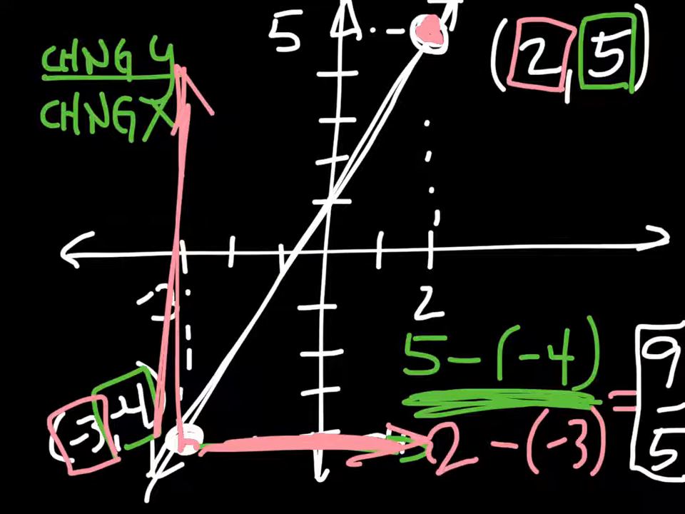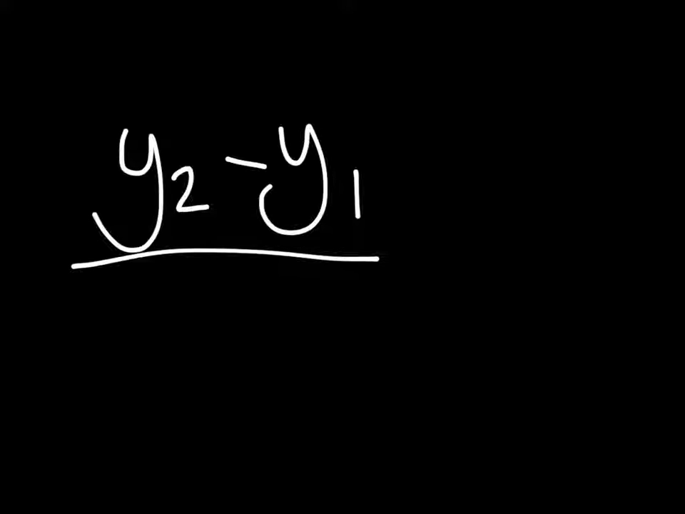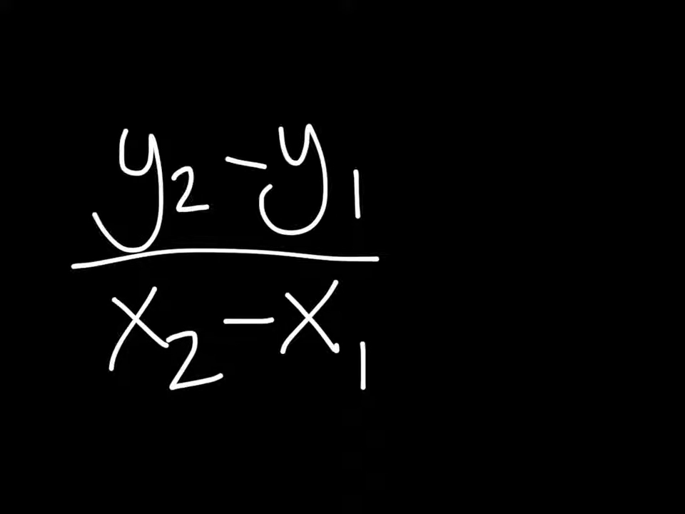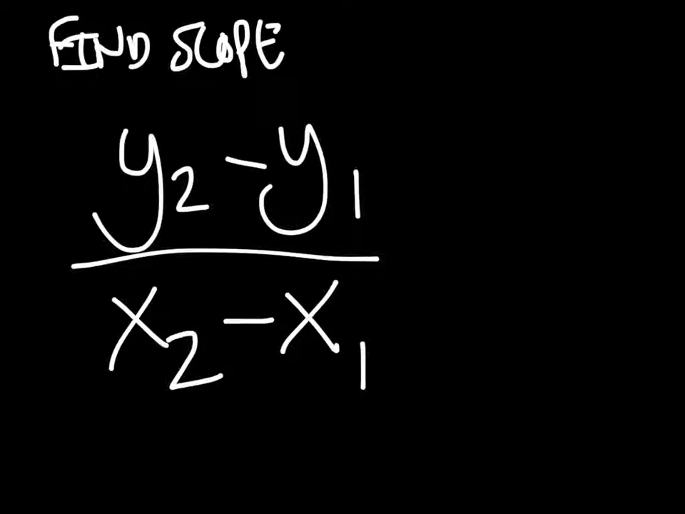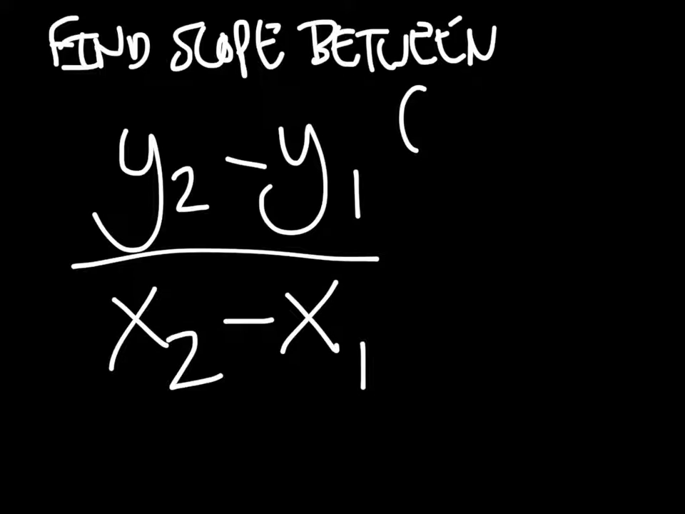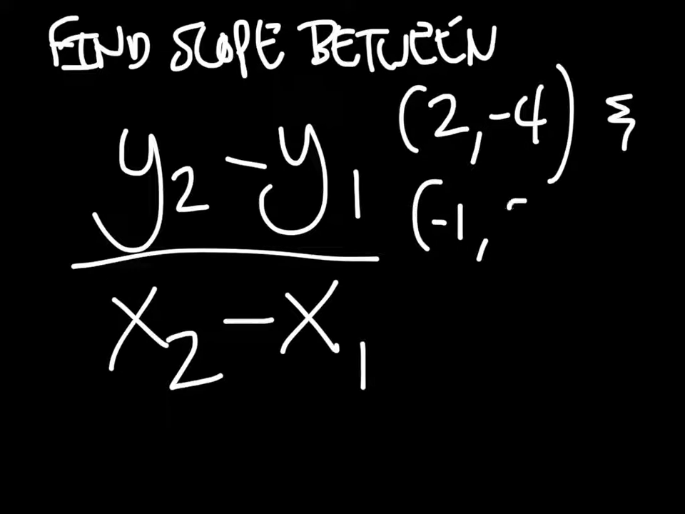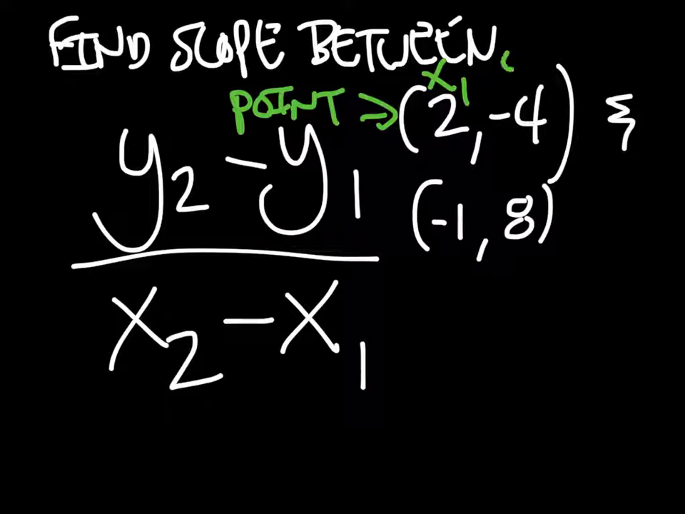The only reason I point this out is that that is what this equation is: y2 minus y1 over x2 minus x1. You won't always see this on a graph. What this means is they'll say, find the slope between 2 points, like 2 and negative 4, and negative 1 and 8. See, you don't have a graph here, but you do have an equation. So all you've got to do is say, well, let this point be point 1. So let's say this is x1, that's y1.